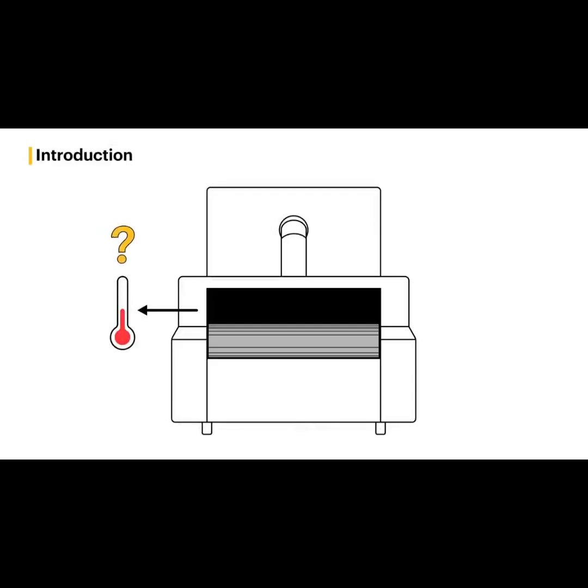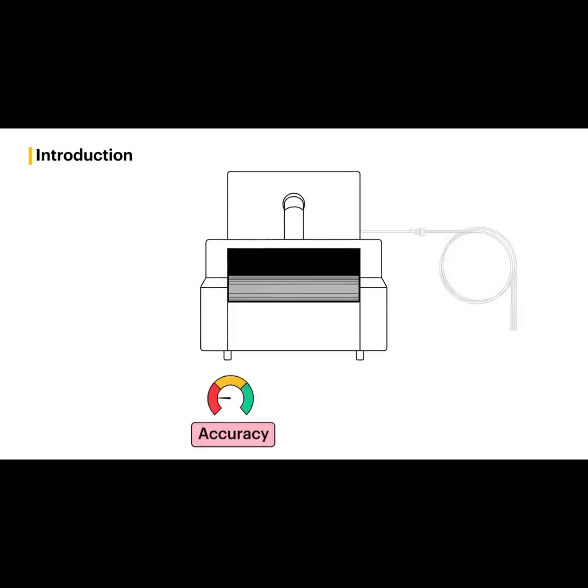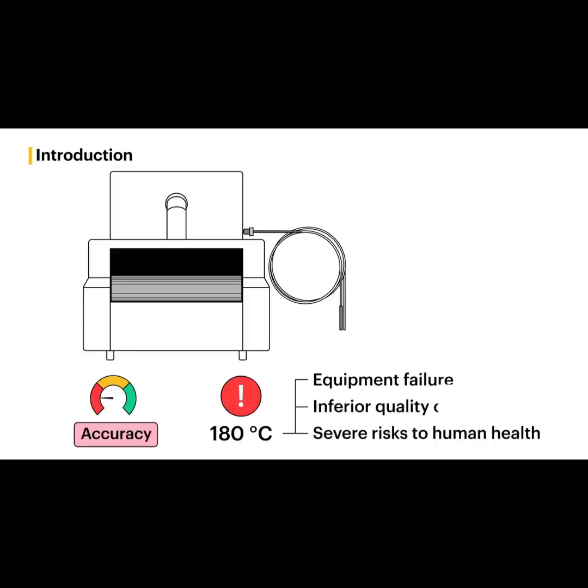How do we measure temperature? Temperature is an essential measurement for effectively monitoring and controlling various industrial applications. Not ensuring accuracy, incorrect temperature measurement and control can lead to insignificant and faulty temperature recordings. Incorrect measurements can cause equipment failure, inferior quality of a product, and even severe risks to human health.